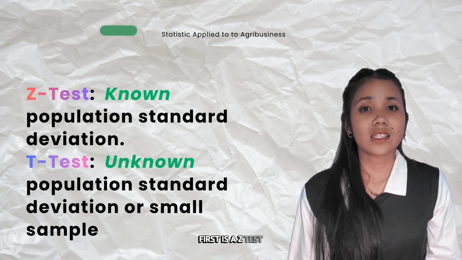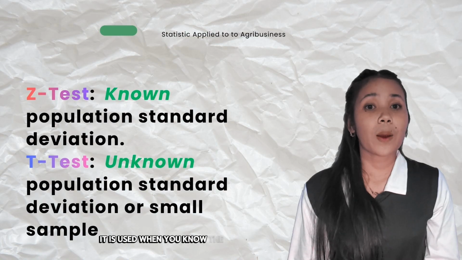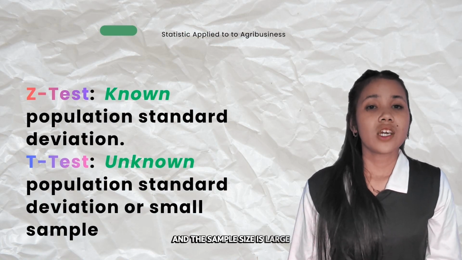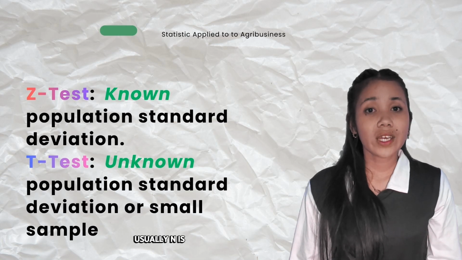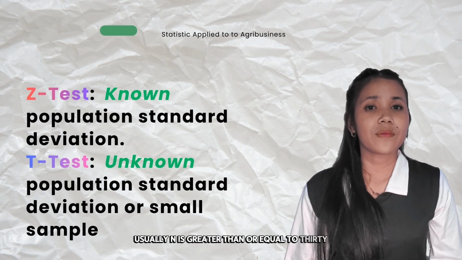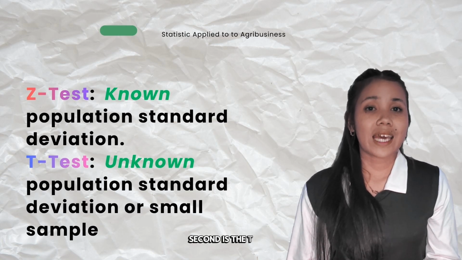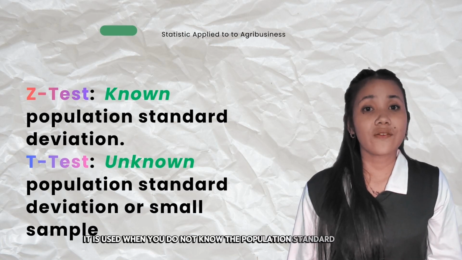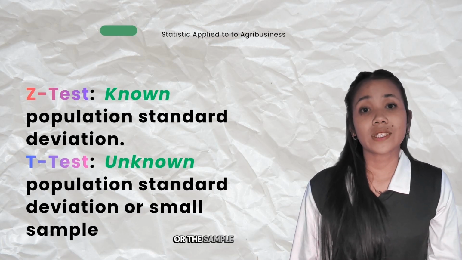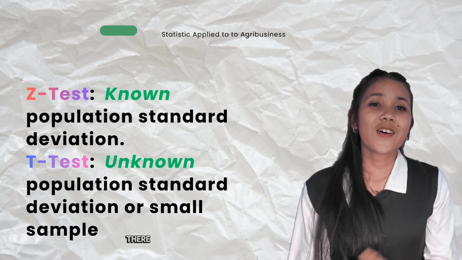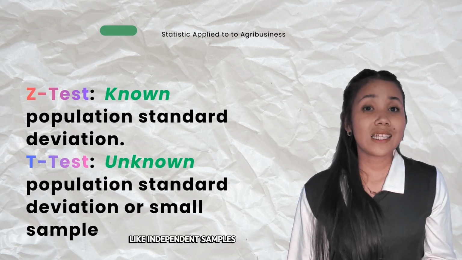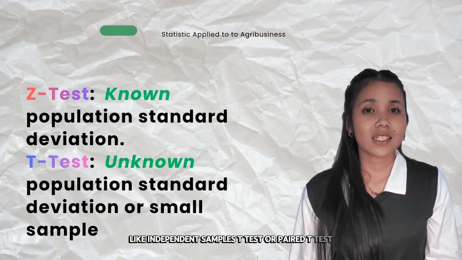First is the z-test. It is used when you know the population standard deviation and the sample size is large. Usually, n is greater than or equal to 30. Second is the t-test. It is used when you do not know the population standard deviation or the sample size is small. There are also versions to compare two groups, like the independent samples t-test or paired t-test.